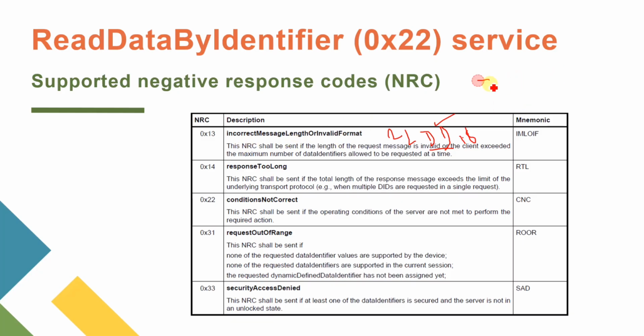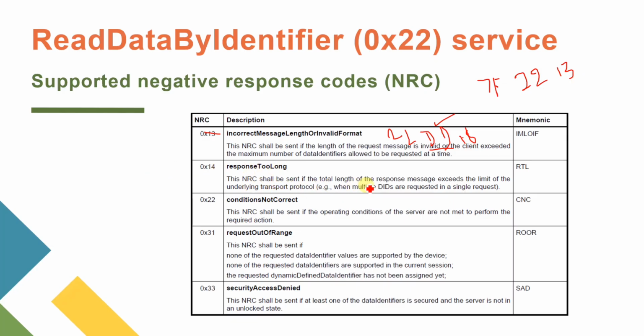So how will we receive it? We will receive the response like this: 7F, followed by which service we requested, 22, and then the NRC number, 13. So 7F 22 13 is the incorrect message length. Next, 14 is response too long.